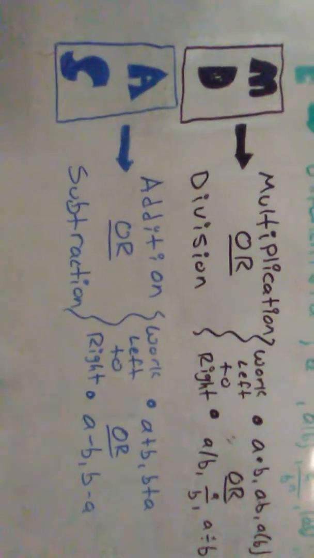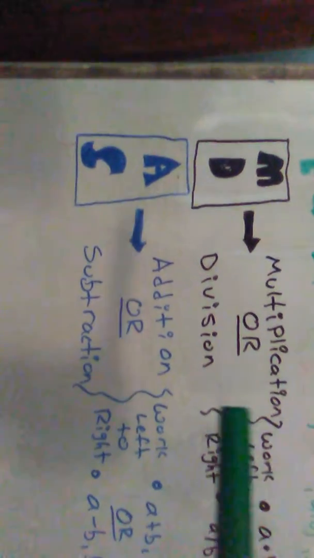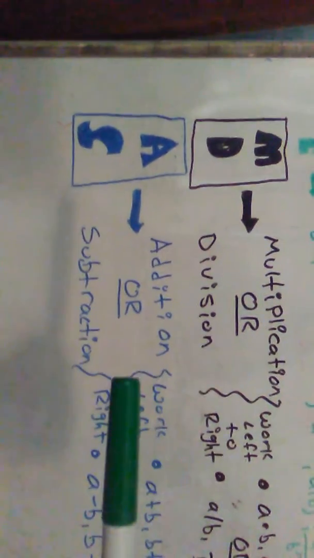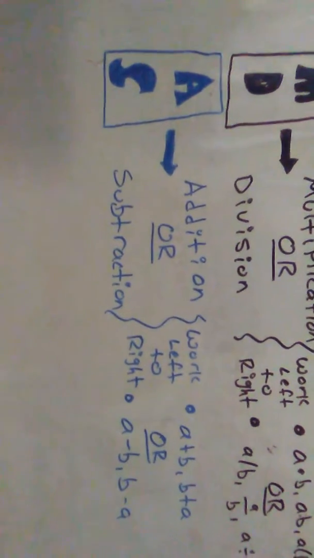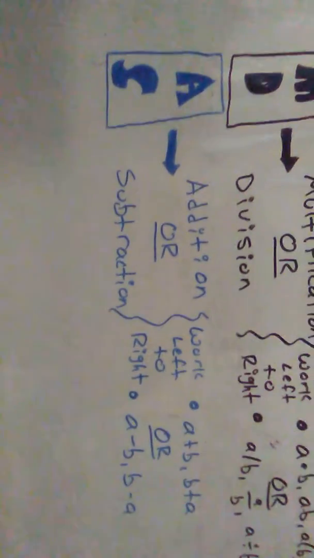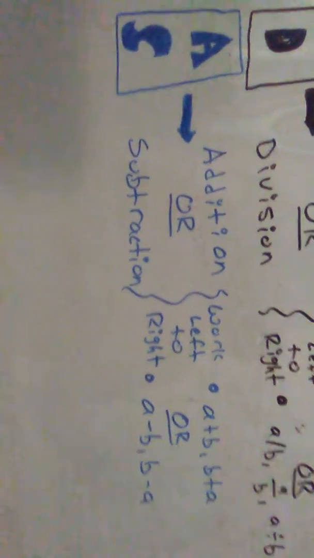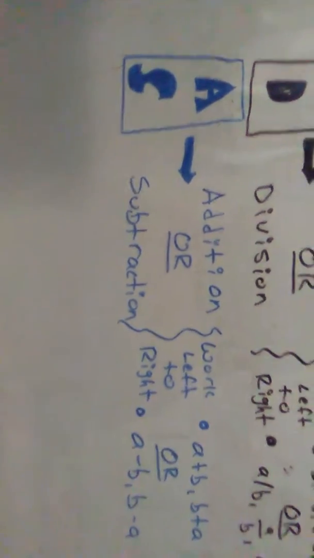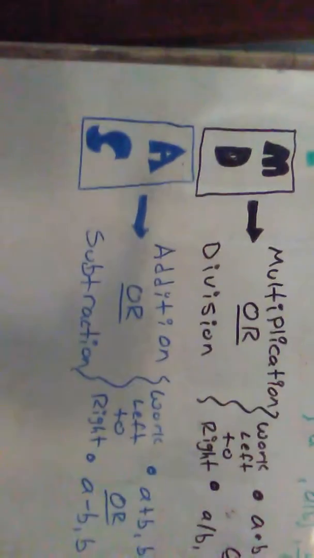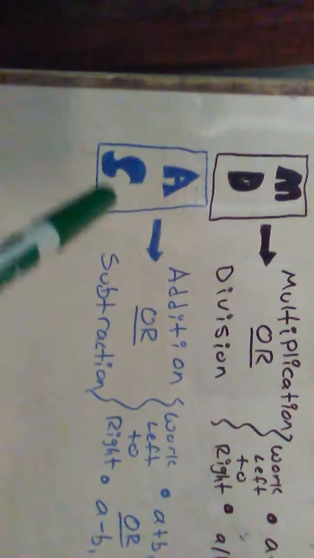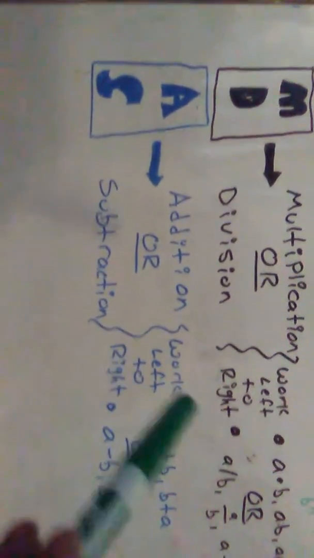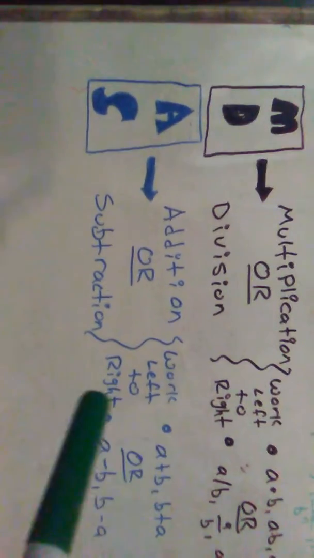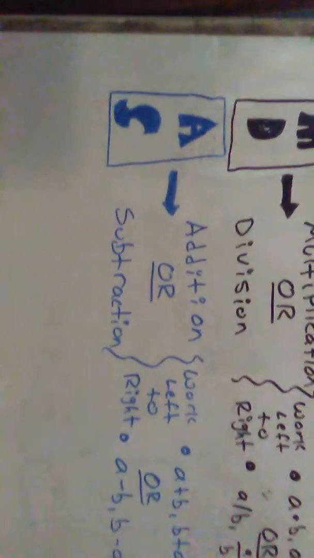And it is important to notice that with the MD and the AS, so multiplication or division, addition or subtraction, you always work left to right, meaning whatever comes first in the mathematical sentence, which might be an expression or an equation, and we'll go over the difference of those two in a later video.